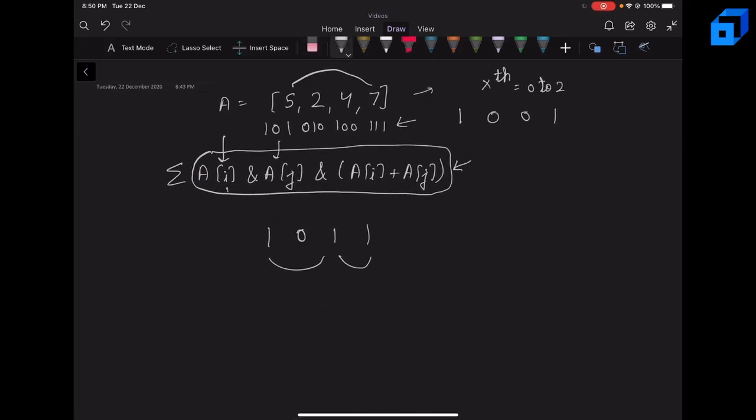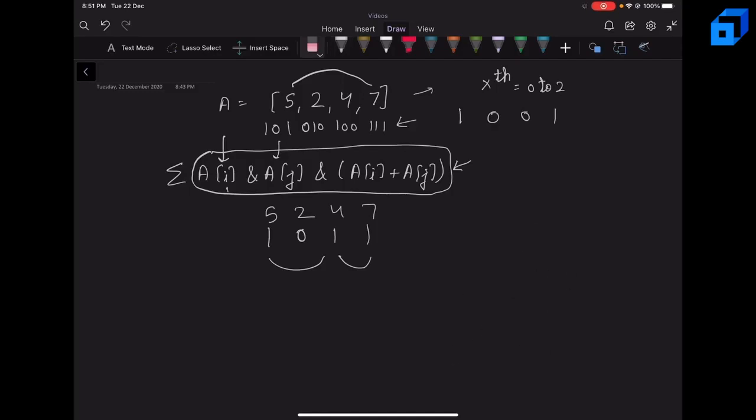So let's actually take any two numbers. We have 5, 2, 4 and 7. Now 5 and 4 both have the second bit set. The binary representation of 5 is 1, 0, 1 and of 4 is 1, 0, 0. Obviously, the second bit will be set in both the numbers. Now if we add them, we get 1, 0, 0, 1. So the second bit is not set here.